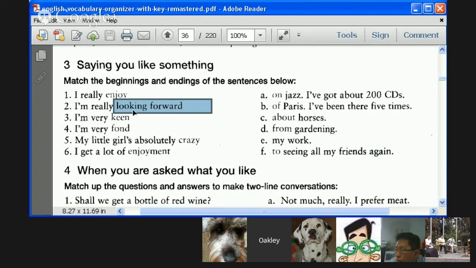Okay, a lot of these are dependent. They absolutely don't make sense at all unless you have the correct preposition. Look forward to. It has to be to. There's no other possibility. Keen on. It doesn't make sense. It's a phrasal verb. It doesn't make any sense at all unless it has the preposition. Ah, okay. All right, so keen on. I'm keen on jazz. I've got about 200 CDs.